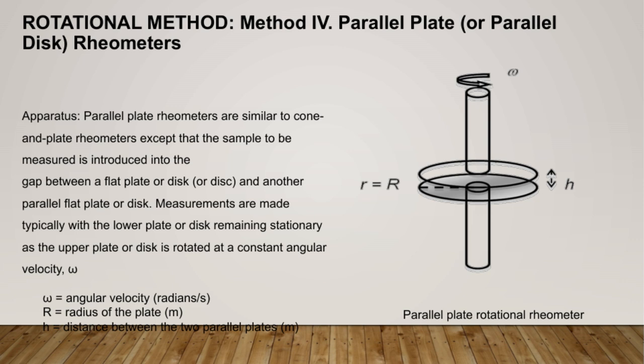The rotational method, or method IV, involving parallel plate or parallel disc rheometers, is particularly useful because it allows us to analyze the flow and deformation behavior of materials under shear. Understanding these parameters and the setup helps us interpret how the material responds under shear stress, which is central to rheology. So, by controlling the rotation and measuring the response, we gain valuable insights into the material's properties.